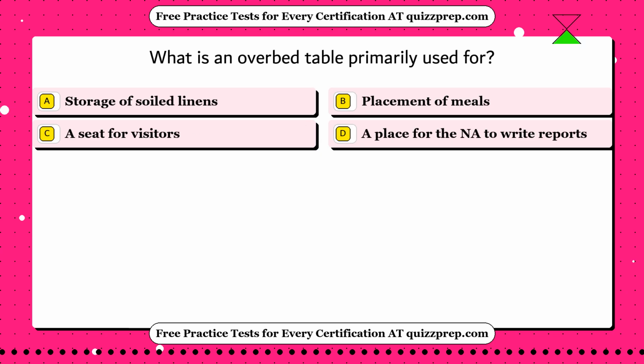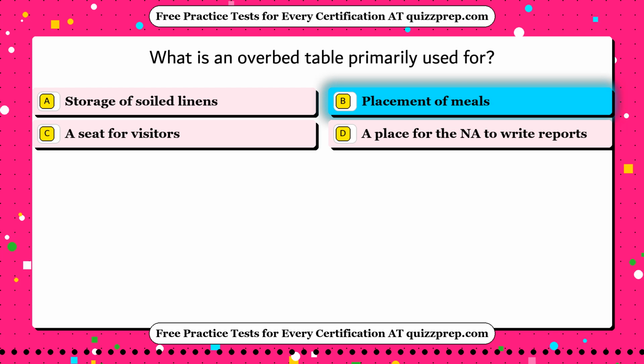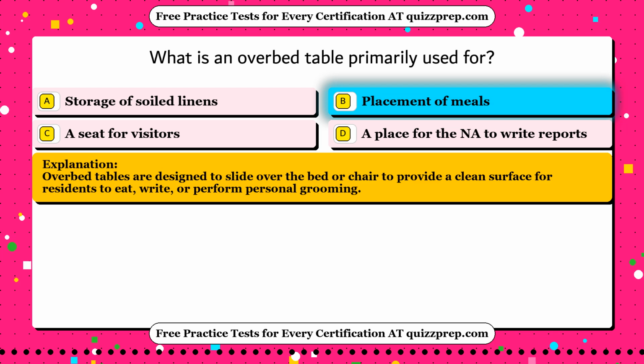Question 93. What is an overbed table primarily used for? Option A. Storage of soiled linens. Option B. Placement of meals. Option C. A seat for visitors. Option D. A place for the NA to write reports. The correct answer is option B. Placement of meals. Overbed tables are designed to slide over the bed or chair to provide a clean surface for residents to eat, write, or perform personal grooming.